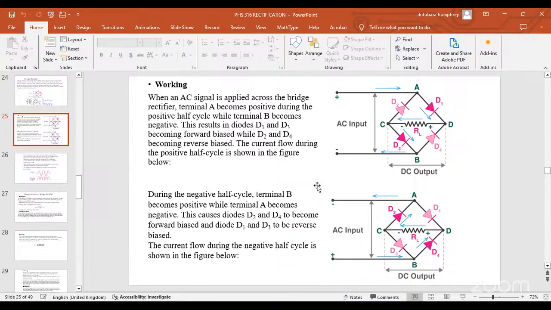So if you look at this, here you see D2 and D4 are positive at a time, and D3 and D1 are positive.